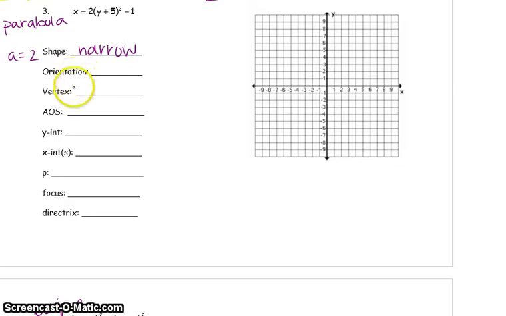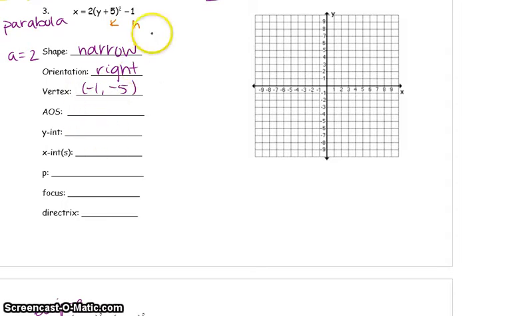Our orientation, which way is it opening? Since our y is being squared, that means it's going to open to the left or to the right. But since our a value is positive, we know it's going to open to the right. Now, because our y value is the one that's being squared, that means our 5 is our k and our negative 1 is our h. So our vertex is actually going to be negative 1, negative 5.